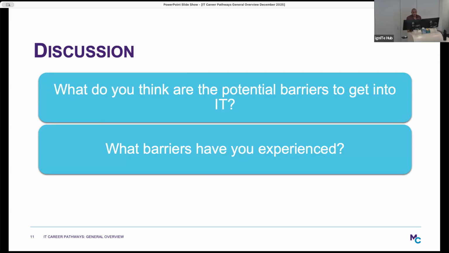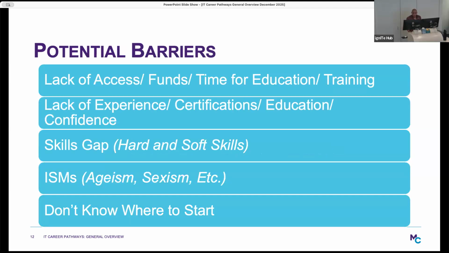Before we go into it, what do you think are the potential barriers to getting into IT? We're trying to get into IT, obviously. And what barriers have you experienced?